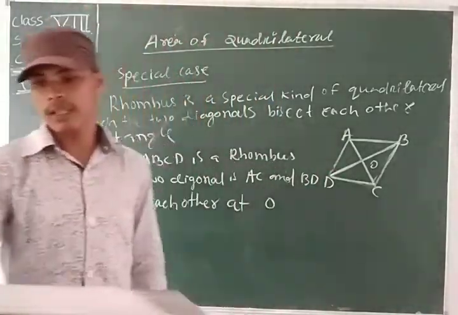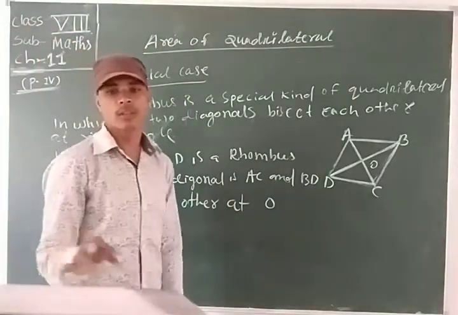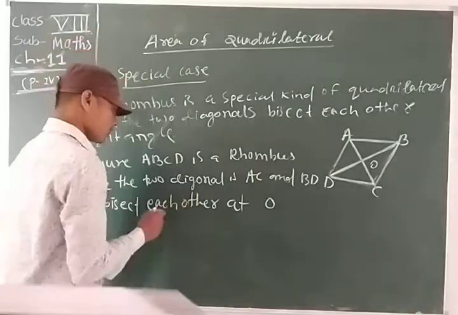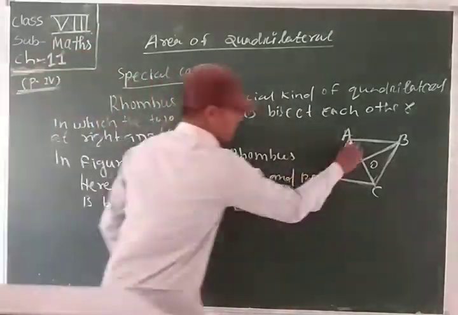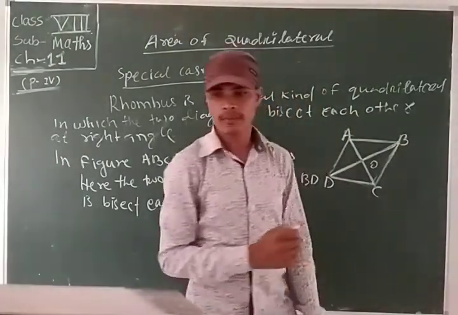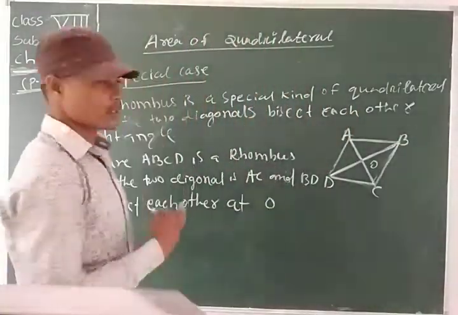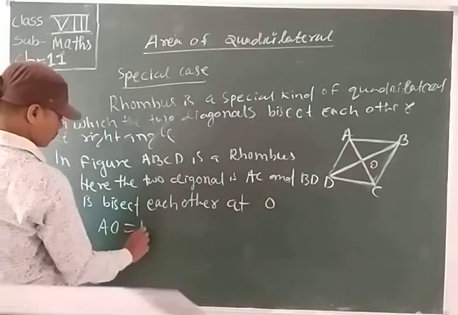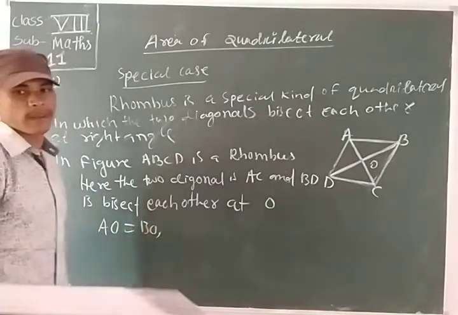Here, AO equal to what? BO. That means here AO equal to BO. We can say that AO equal to BO. Okay, that means AO or BO. See, AO equal to BO. Those are bisects.